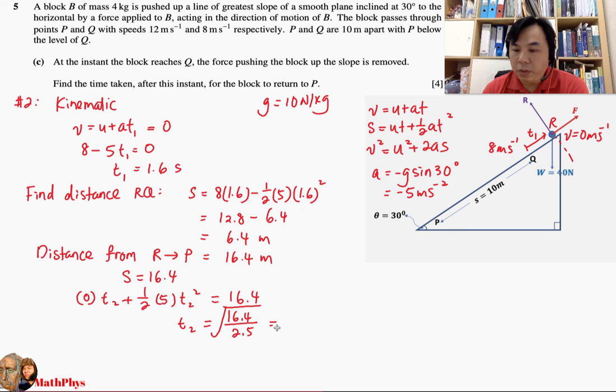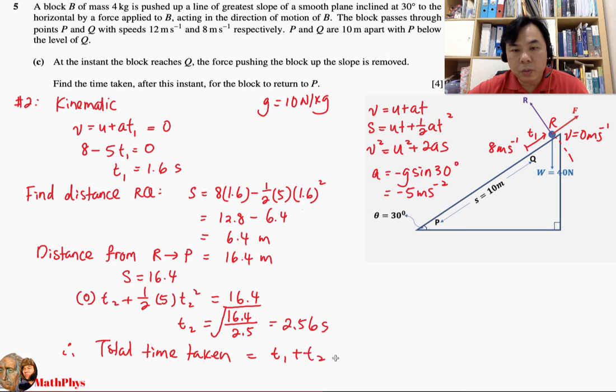Okay, whether it tally with the answer that we get. Yeah, it does tally. So the second time is 2.56 seconds. Therefore, total time taken would be T1 plus T2, which is 1.6 plus 2.56, which is 4.16 seconds.